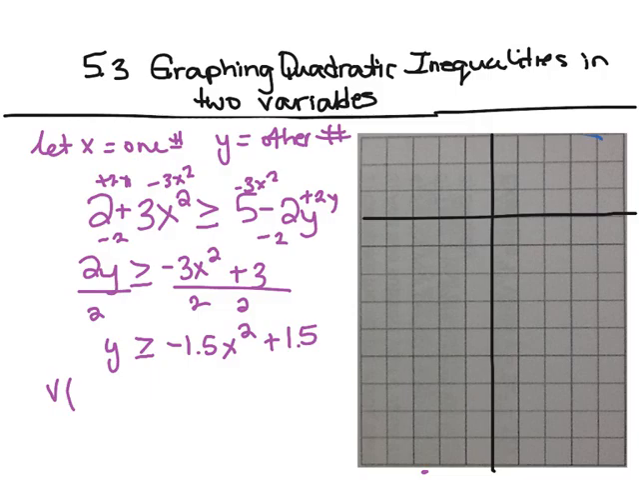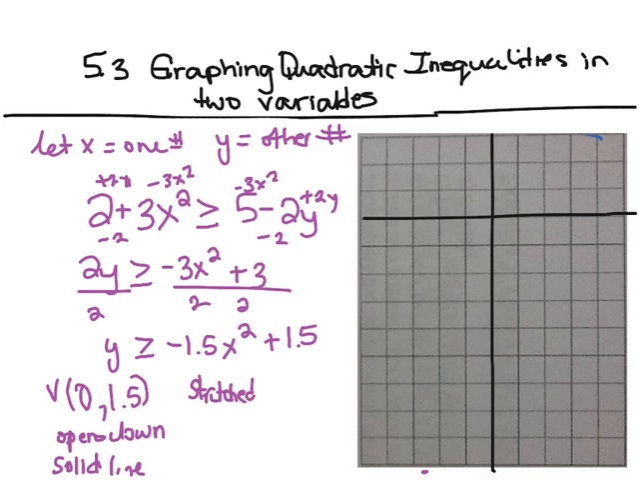Our vertex is 0 and 1.5. It opens down. It has a solid line, and it's going to be stretched by 1.5, negative. So if we make our table of values, x and y, this is for negative 1.5x squared. If we go over 1, we're going to go down 1.5. If we go over 2, it'll be 2 squared, which is 4, times negative 1.5, which is negative 6.